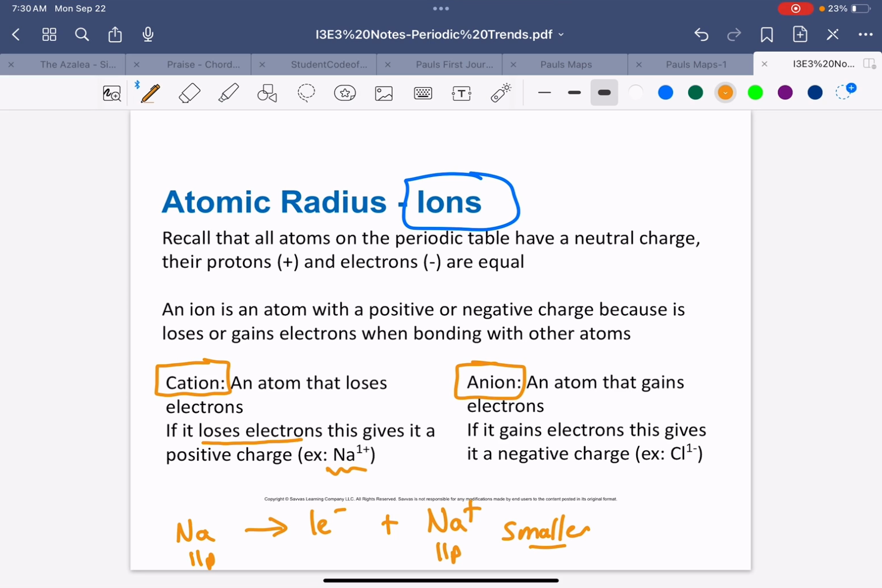Anions gain electrons. So think of chlorine. It is going to gain one electron to become chloride, Cl-. So anions, negative ones, get bigger.